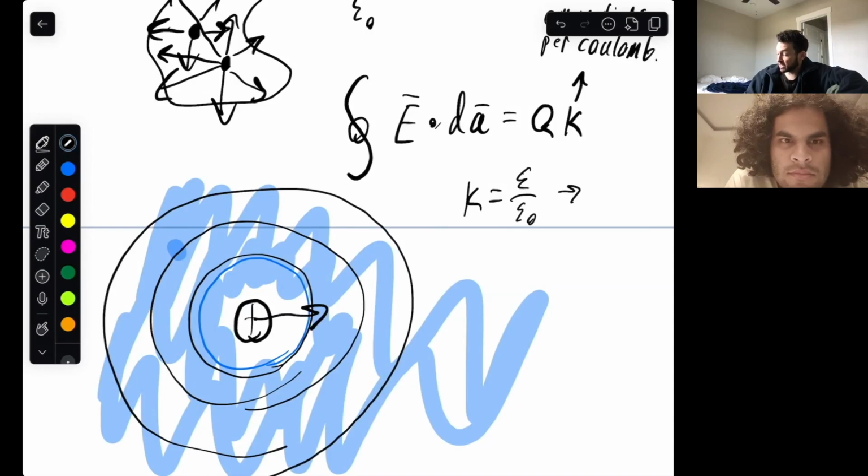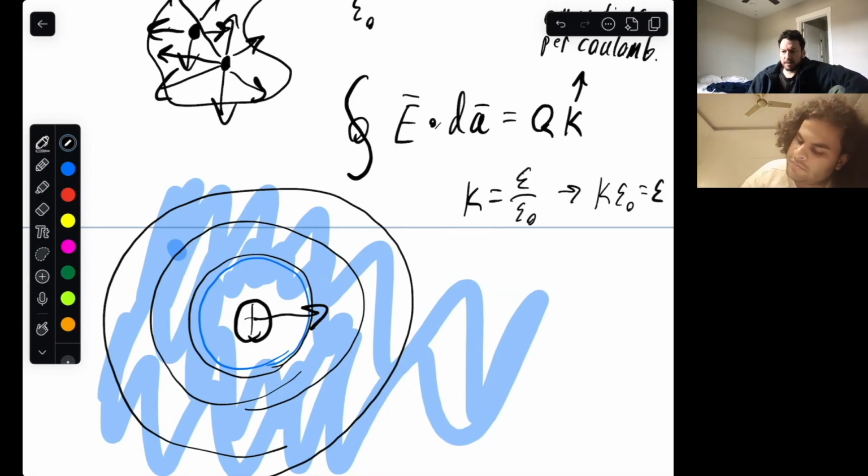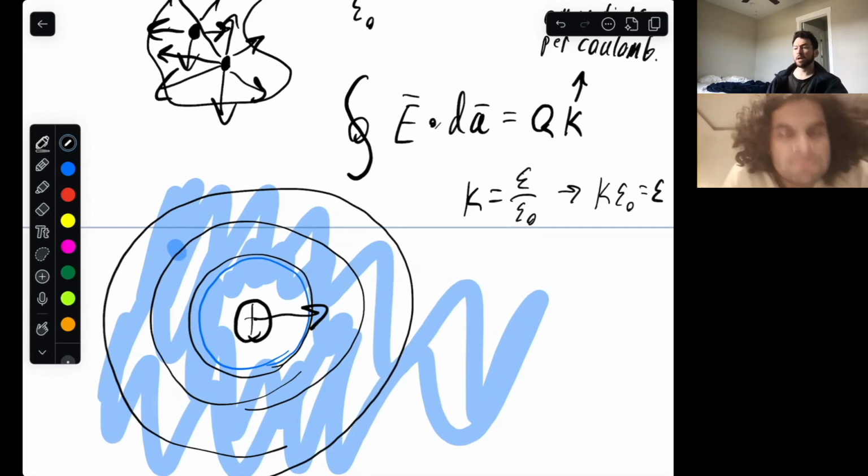Let's rearrange this son of a gun. Kappa times the permittivity. So this is interesting. Apparently, the dielectric constant makes the permittivity larger. It would appear that it makes the permittivity larger.